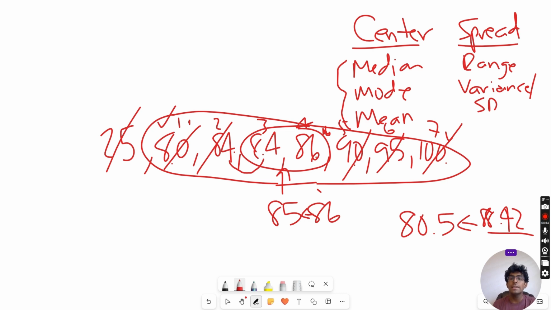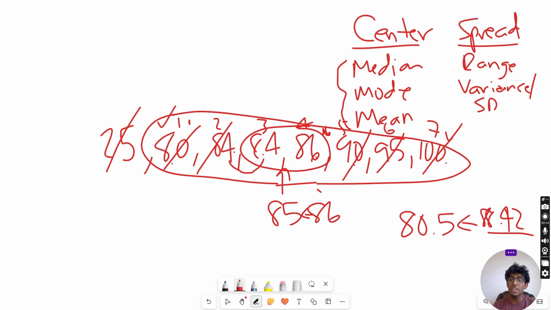Our median is still reflective of the majority of values in this data set, 85, compared to the mean, which is a lot lower now. In terms of spread, you don't want to use range, because now our range, instead of it being 20, is 100 minus 25, which is 75. So that's not a good measure to use either.